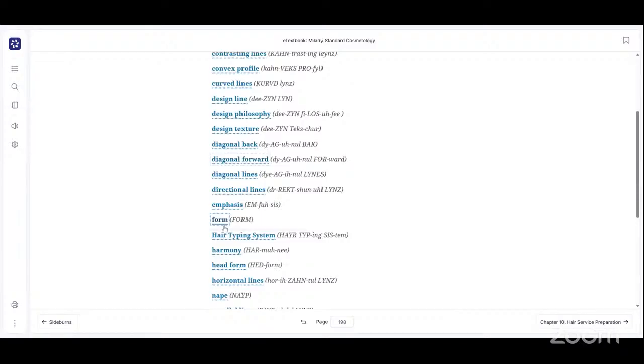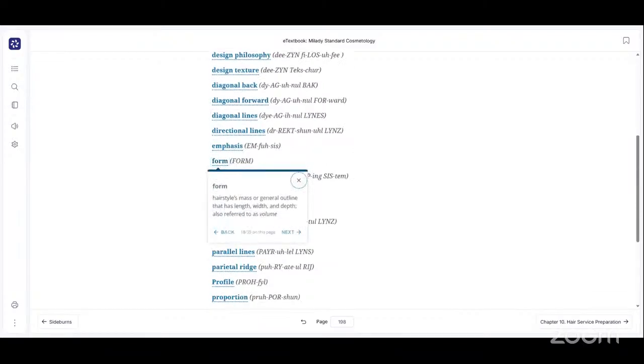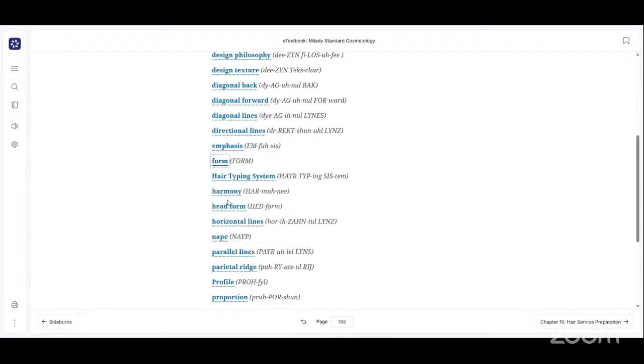Okay. Let's look at form. It's just a general outline of someone's facial form. It includes length, width, depth. Okay. Length, width, and depth. Depth is referred to as volume. So you're looking at those three components to learn the form.